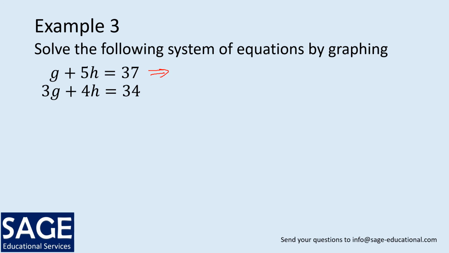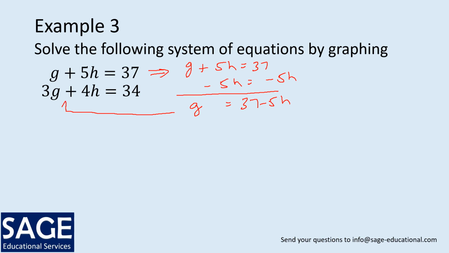and from here I can isolate the g. So I have g plus 5h is equal to 37. If I subtract 5h from both sides, then that gives me g is equal to 37 minus 5h. And then I can take this value of g and substitute it right in here, so that this second equation becomes 3 times (37 minus 5h) plus 4h equals 34.